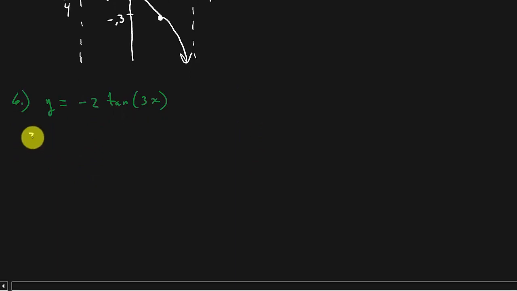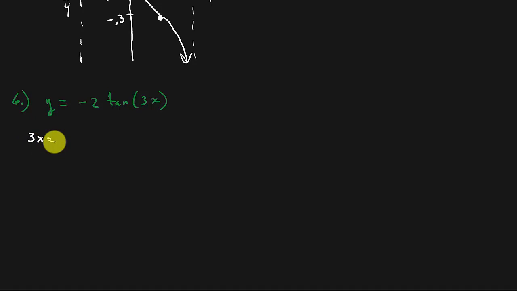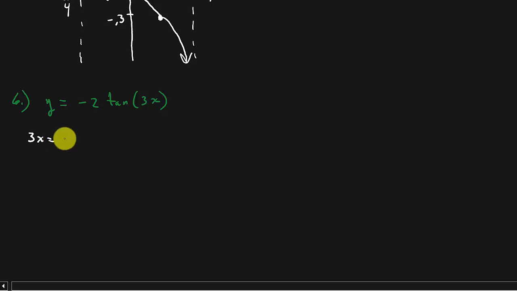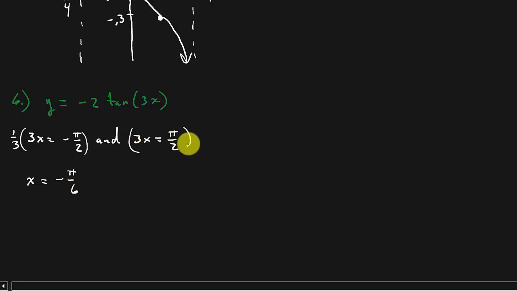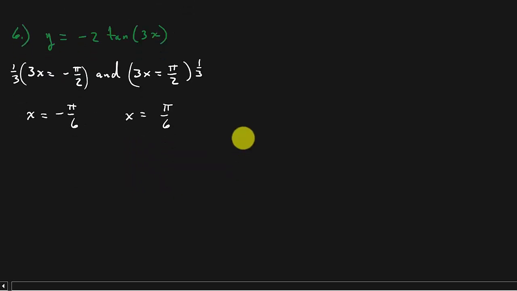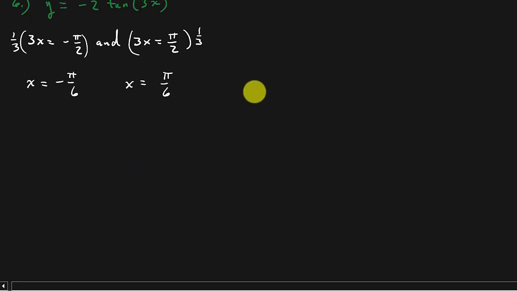So for tangent, what do we set 3x equal to? Negative pi over 2 and pi over 2. For cotangent, you set it equal to 0 and pi. So 3x equals negative pi over 2, and 3x equals pi over 2. Multiply by a third, and I get x equals negative pi over 6. Here, multiply by a third, I get x equals pi over 6. So there are my two adjacent asymptotes.